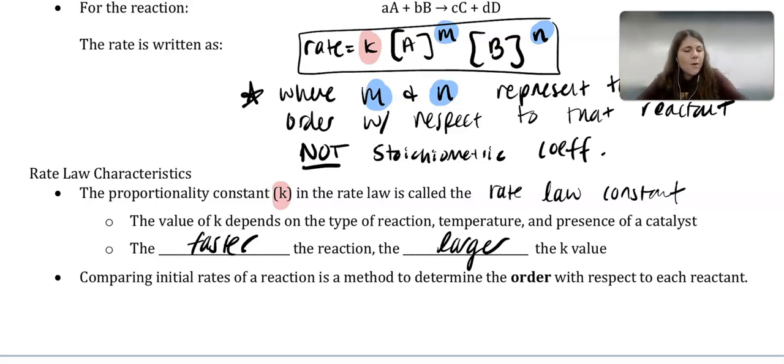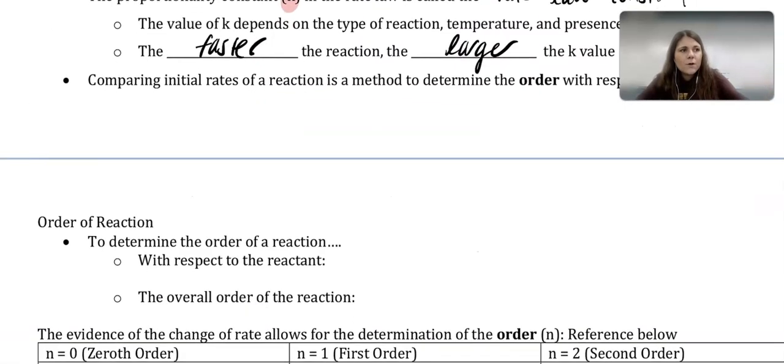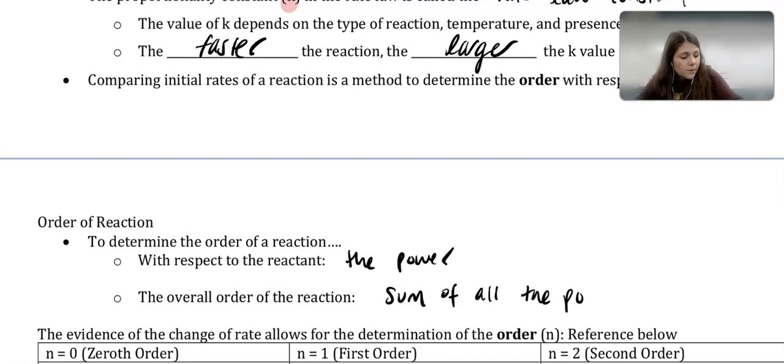So let's talk about what this m and n, this reaction order, even means. The order of a reaction with respect to each reactant is the power, like what we saw in that expression where we saw m and n. Those letters were with respect to that reactant. If you want to find the overall order of a reaction, you would take the sum of all the powers. So in that case, from the previous page, it would be m plus n.